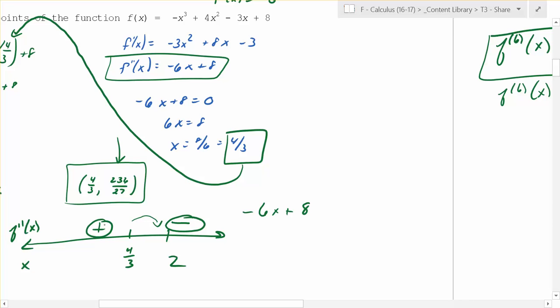So is this an inflection point? You have to test it. That will hit you in the face sometimes because you will get questions where like, what's the inflection point? You're like, oh, it's four thirds. No, it's not. It doesn't have any inflection points because it doesn't change concavity. It's a false flag.